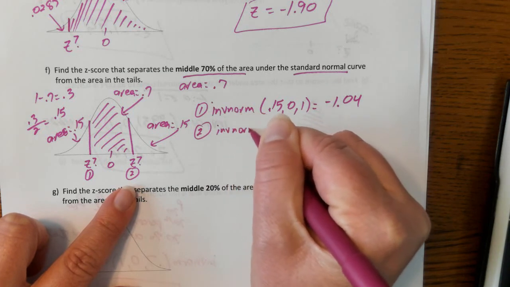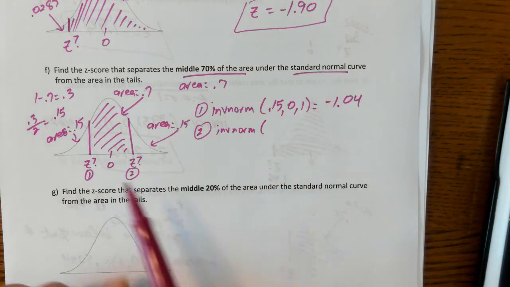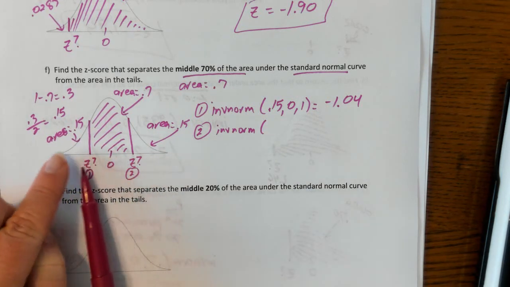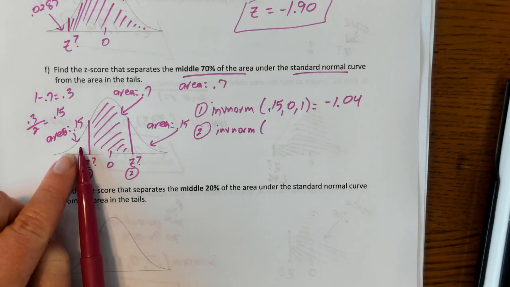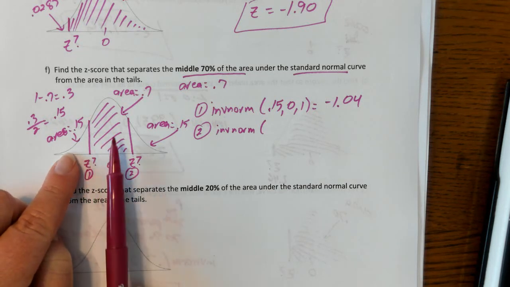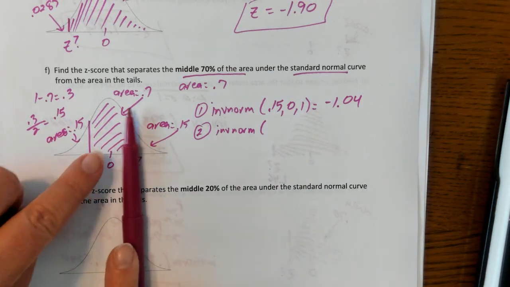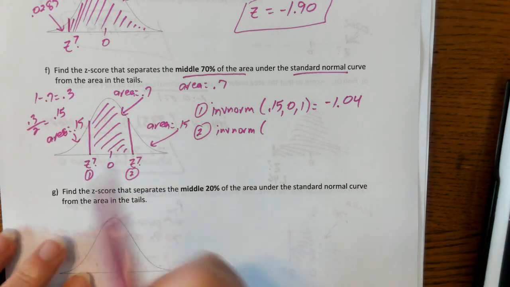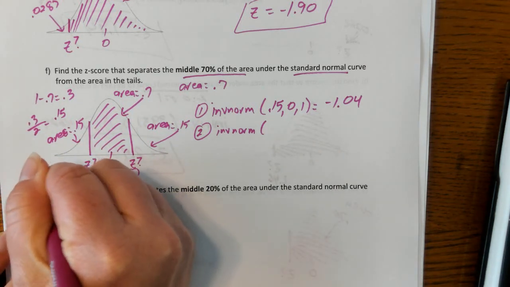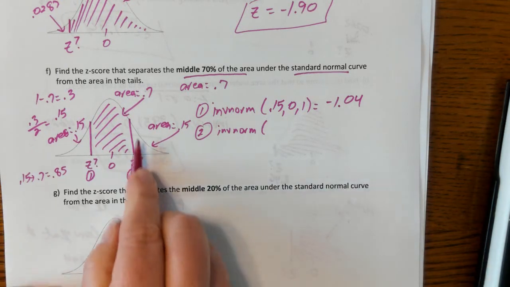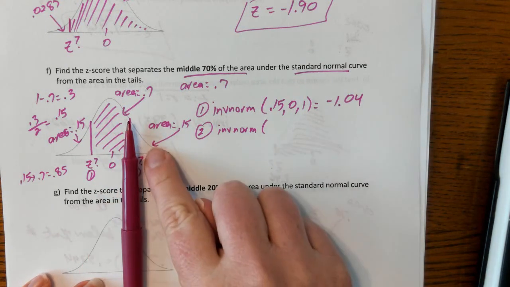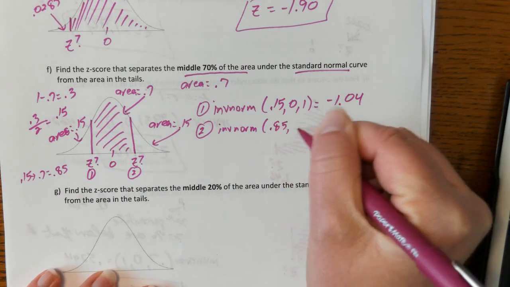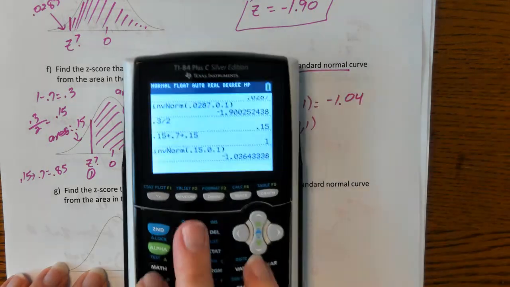The z-score on the right, I'm going to number that number 2. Still an inverse norm, but we have to give the area to the left. Well, the area to the left of this is the 0.15 in the tail, but also the 0.7 in the middle. So all of this region over here is 0.15 plus 0.7, which is 0.85. And that makes sense. If 0.15 is to the right, then that leaves 0.85 below. So we're going to inverse norm 0.85 with a mean of 0, standard deviation of 1.